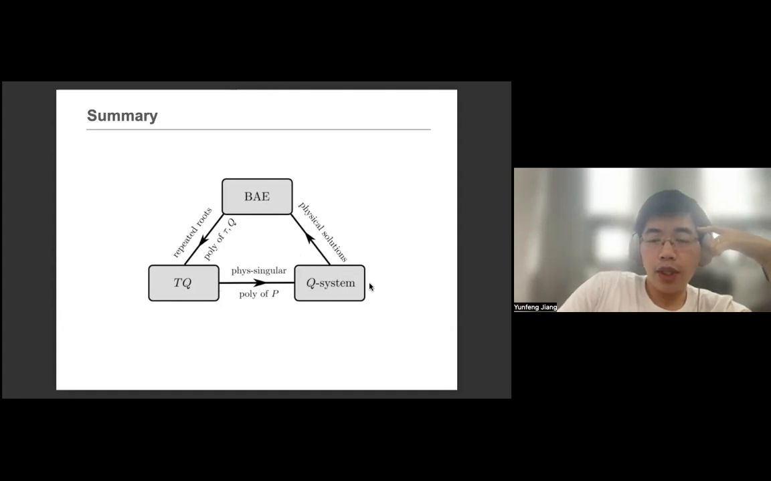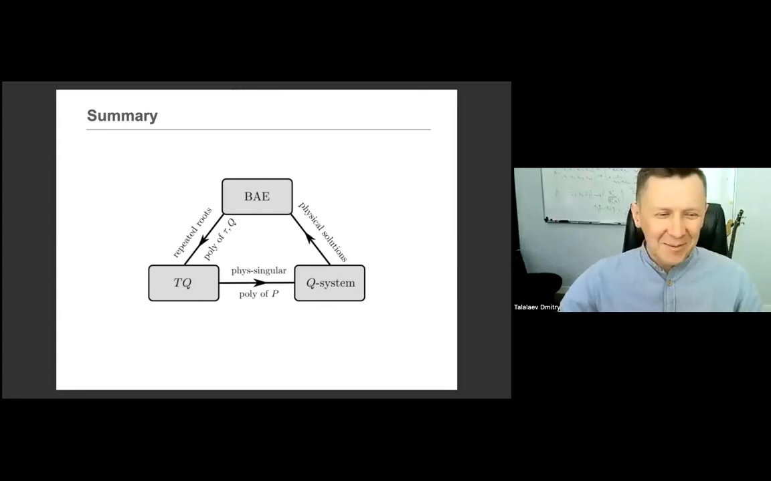That's why the rational Q system is very nice, because it gives you the physical solutions and it's very efficient to solve. So this ends my discussion on the spin 1/2 case. I will pause a bit and see if there are some questions.